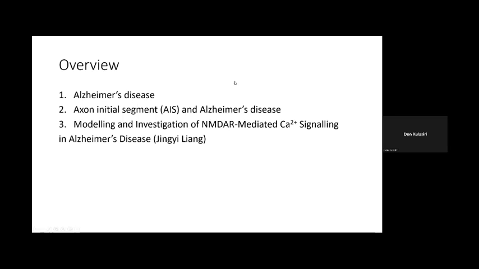And then Jingy will start talking about the modeling and investigation of NMDA-mediated calcium signaling. And this is PhD work in Lincoln.